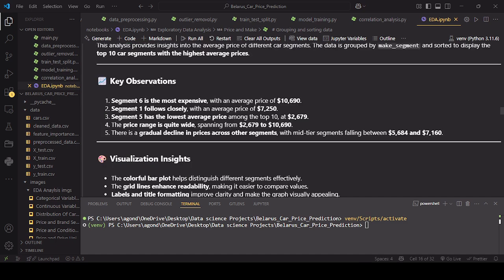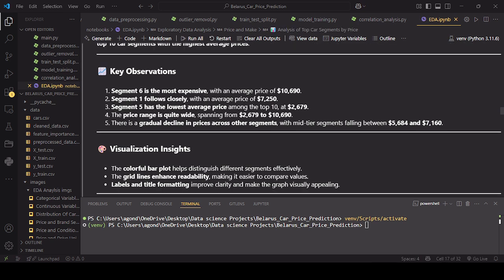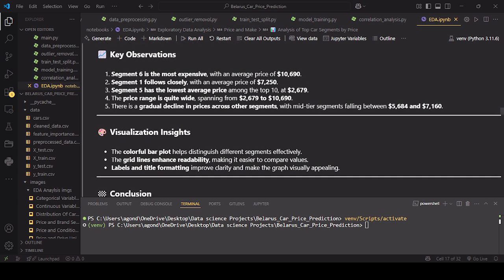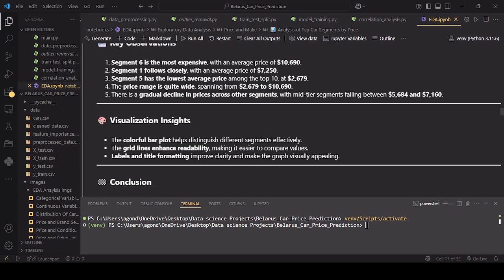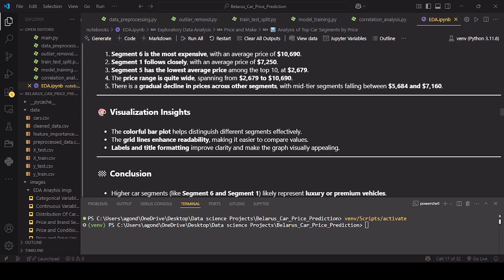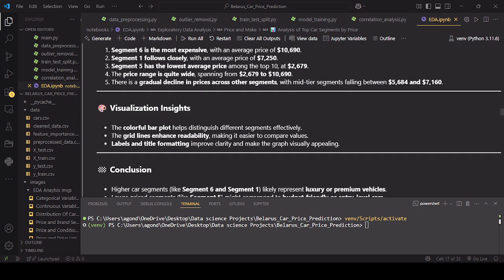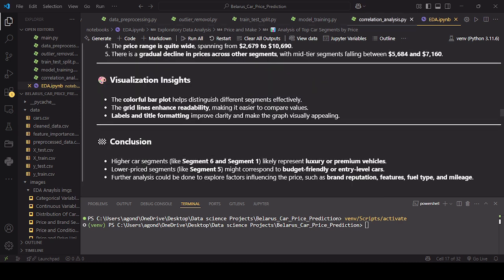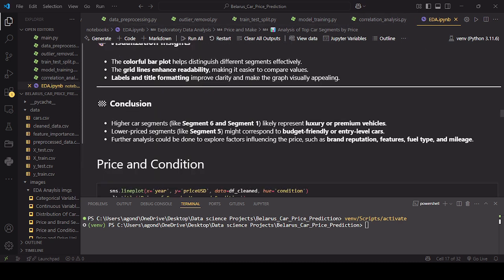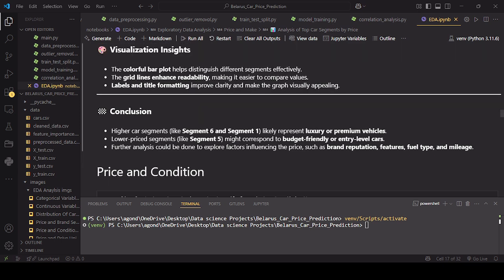Then the lowest average price among the top 10 is at 2679. The price range is quite wide, spanning from 2679 to 10,690. There is a decline in prices across the other segments, with mid-range ones there.